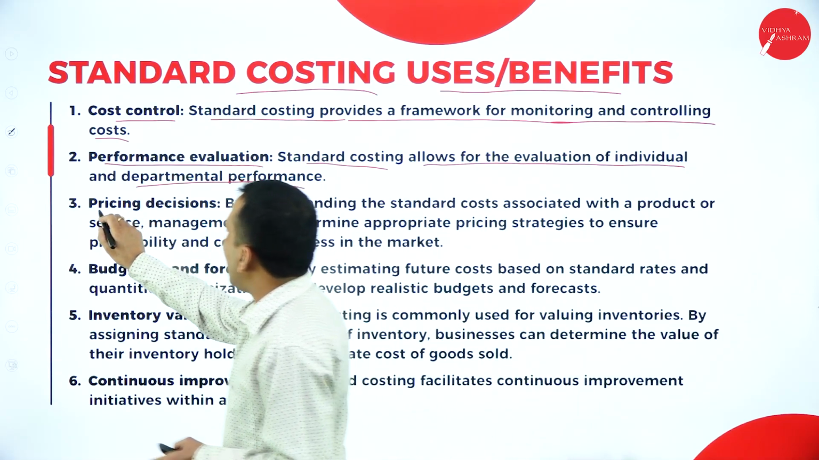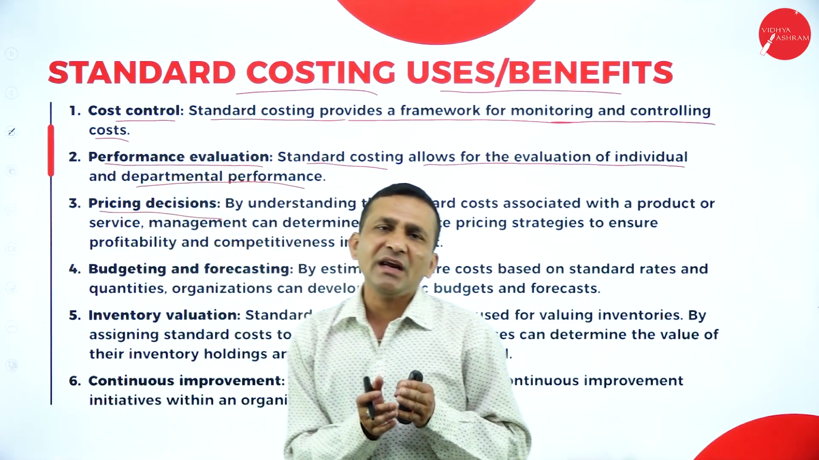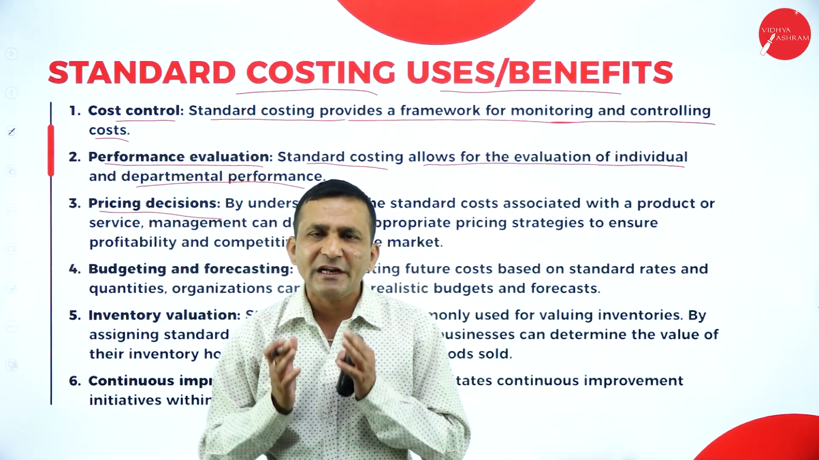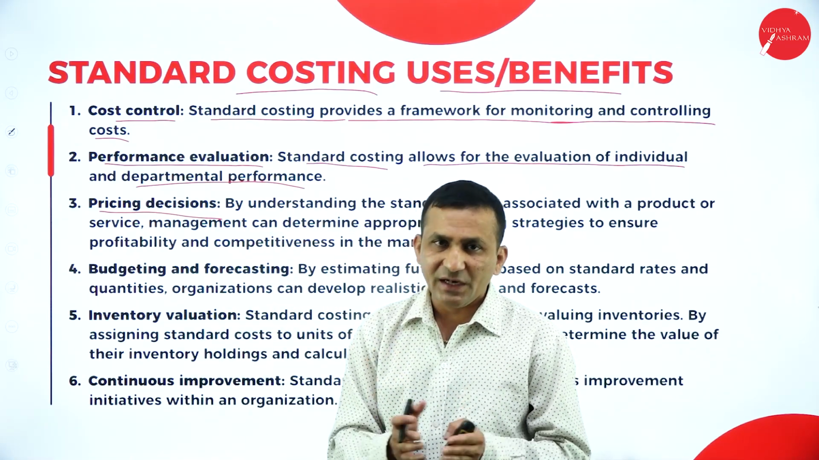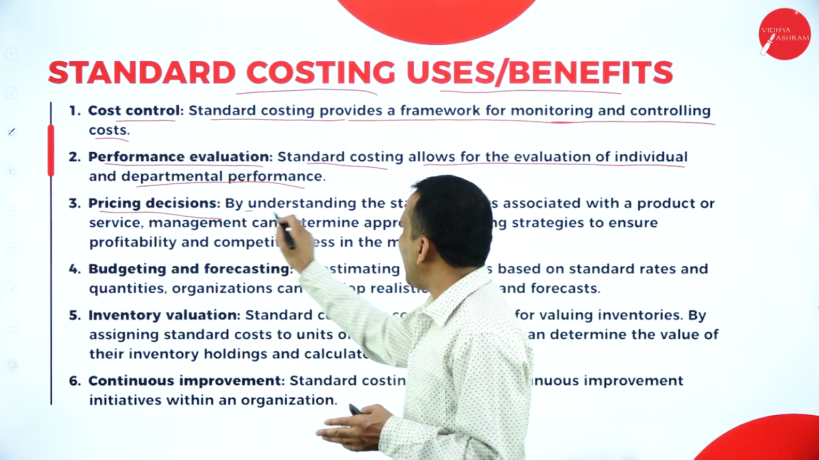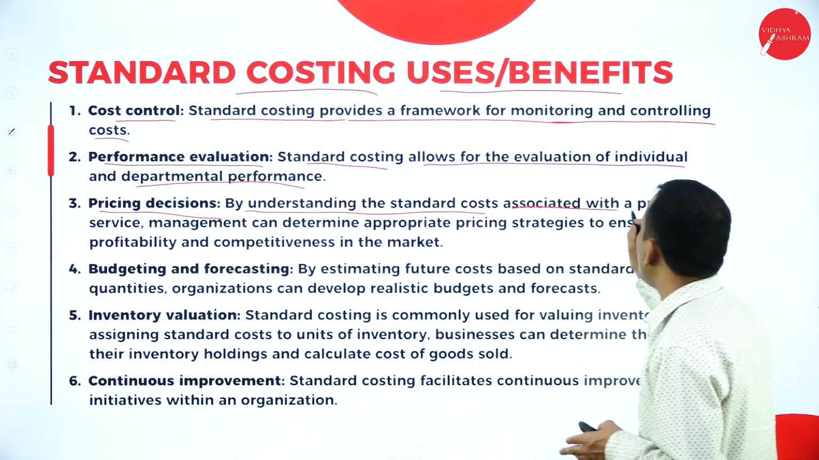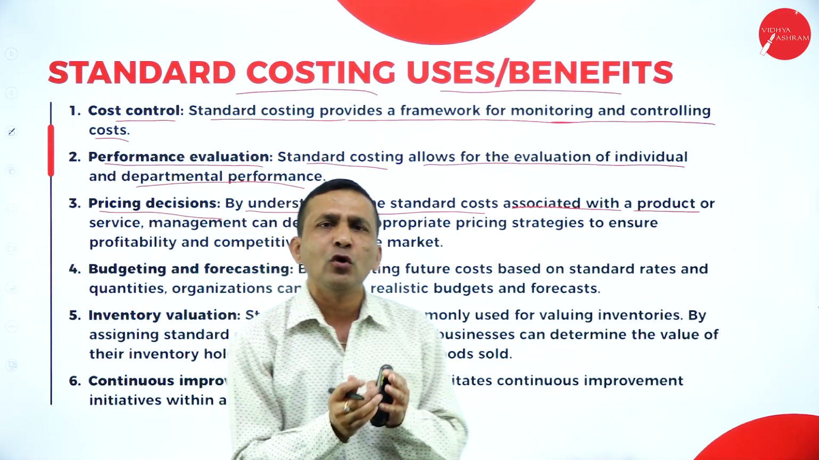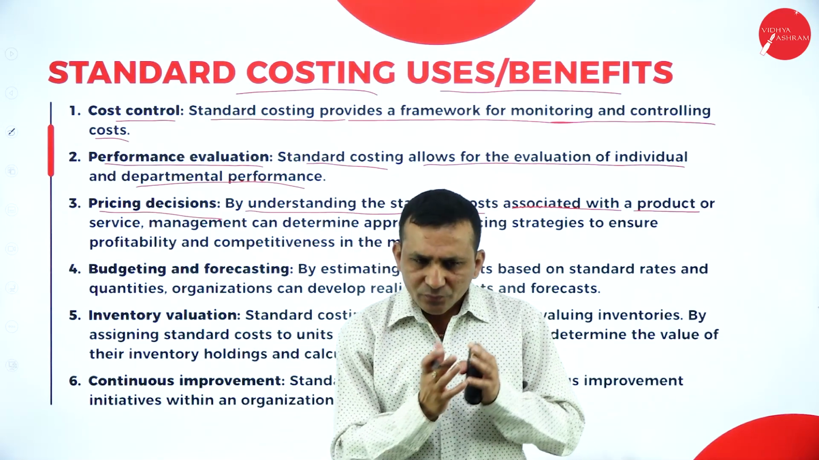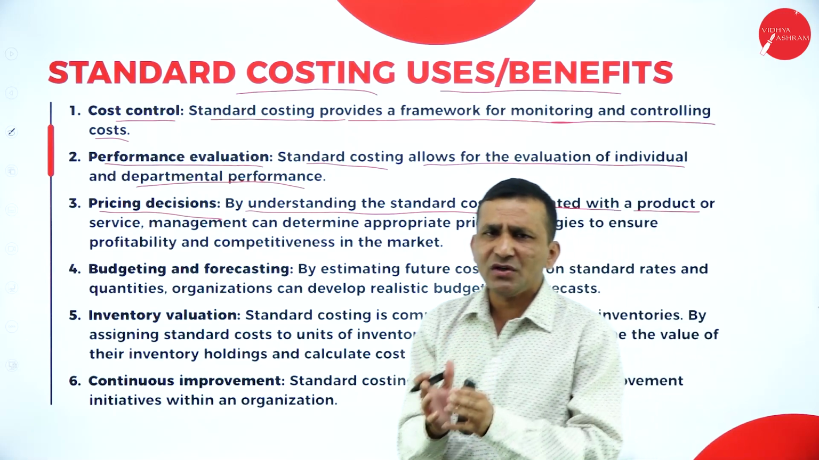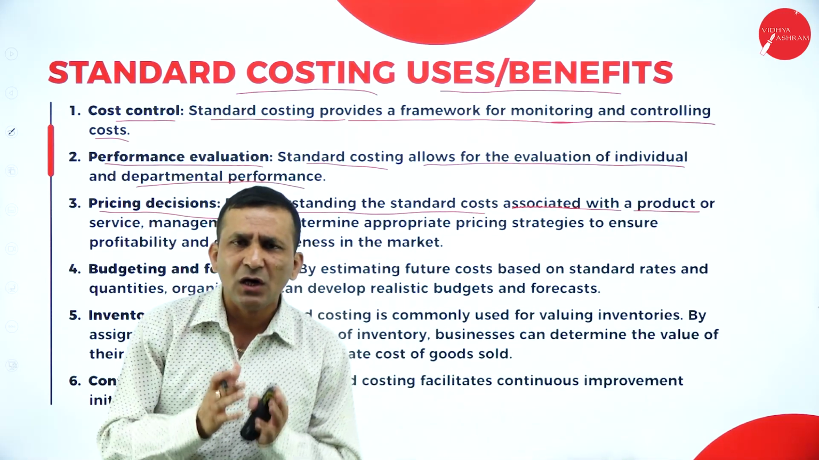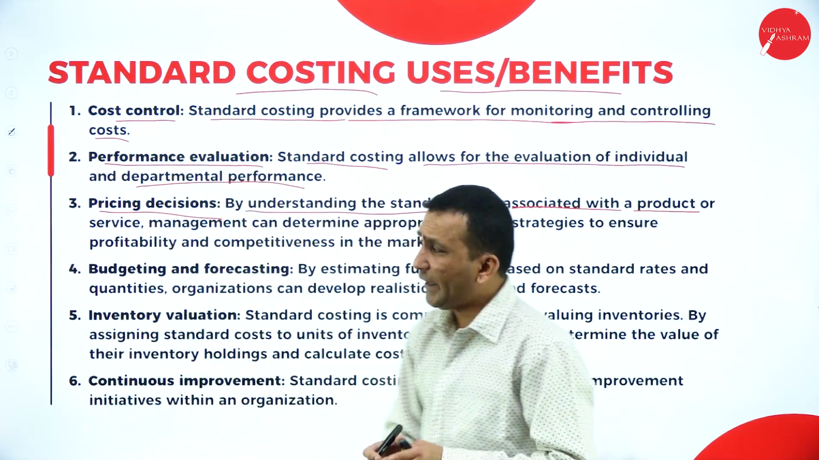So next one, the pricing decision. At the time of taking a decision or fixing a price for any specific product, the standard costing is very useful. By understanding the standard cost associated with the product, if you want to produce any product, what kind of standard you are setting for the material, how much you are setting for the labor or overhead. Everything is equally important.